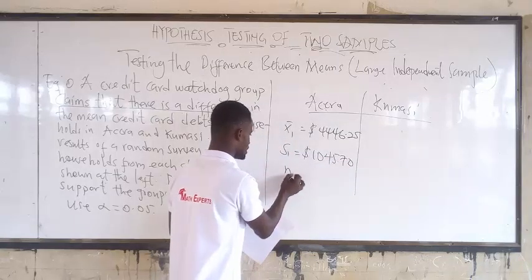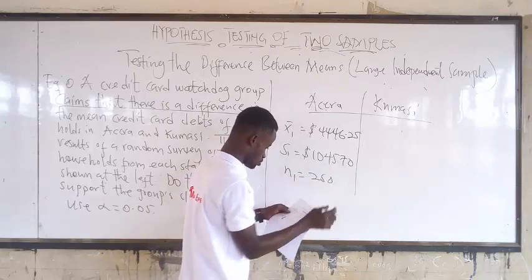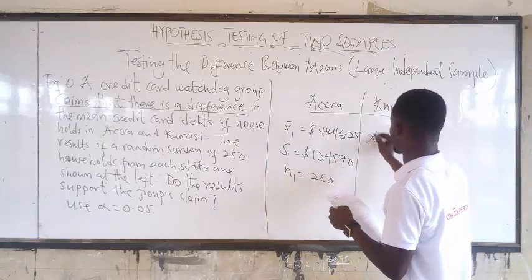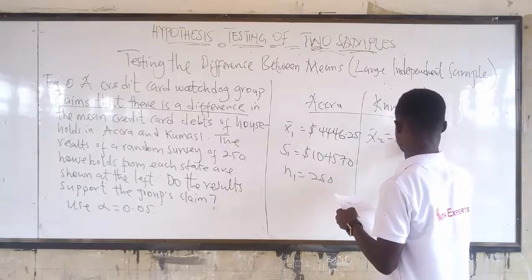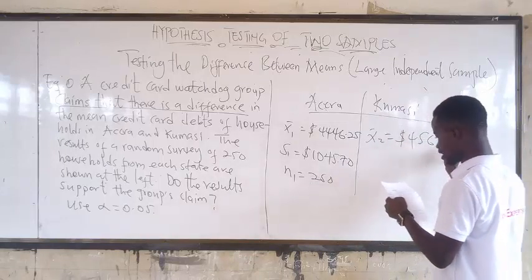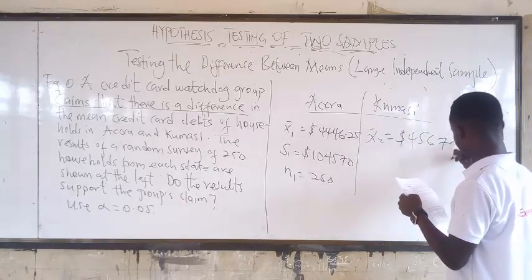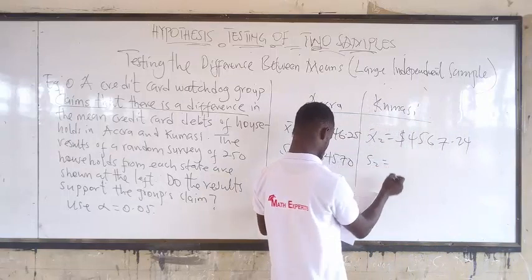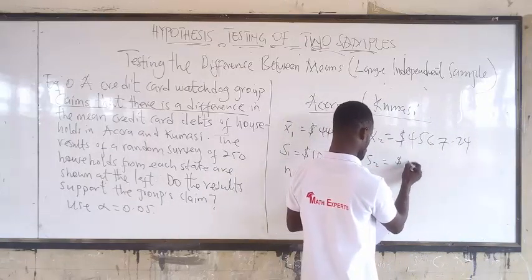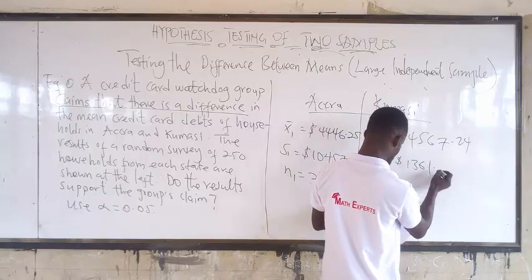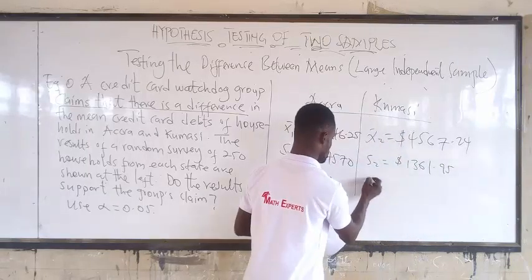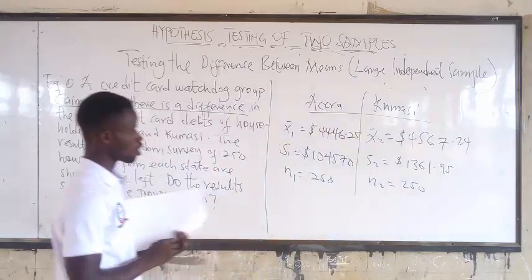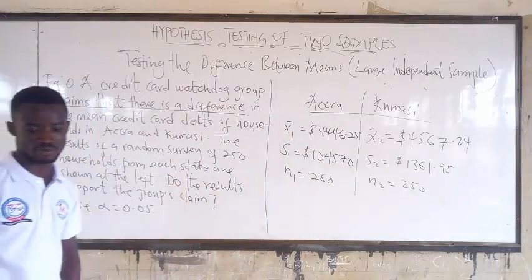104570. And then this one will be 20. Alright. And here the X bar 2 is going to be 4,567.24. Then the second one 136.1.95, and N2 is going to be 250. Alright, so yeah, the sample sizes are the same, no problem.